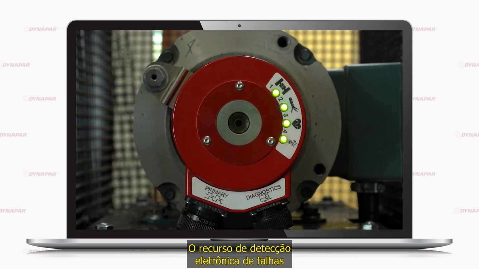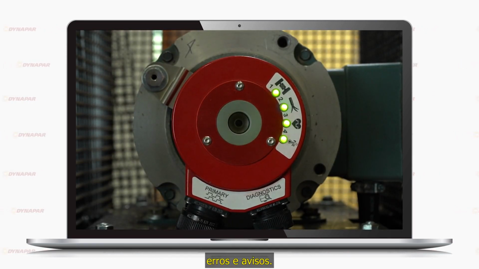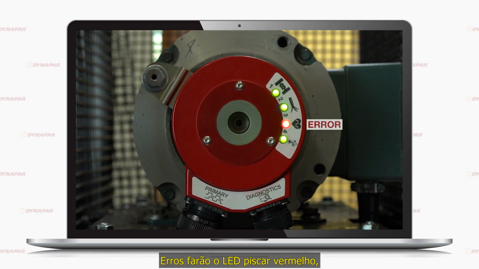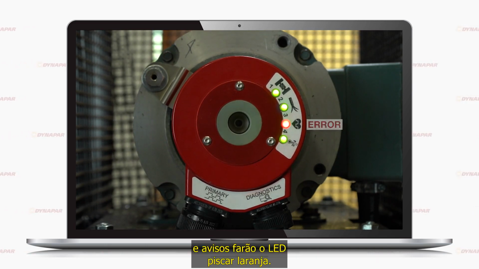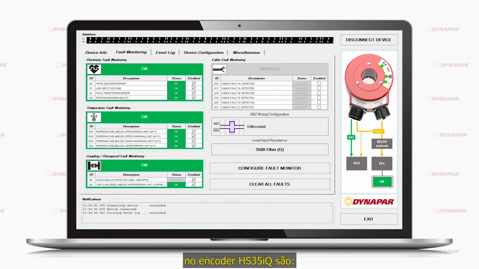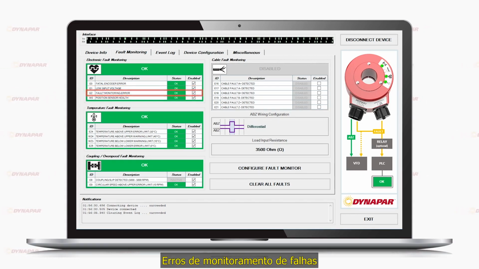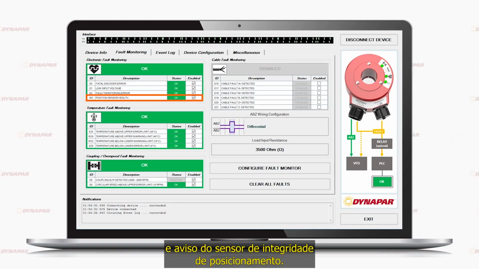The electronic fault detection feature will trigger two different types of notifications. These are errors and warnings. Errors will make the LED pulse red, and warnings will make the LED pulse orange. The four events which can trip the electronic fault LED on the HS35iQ encoder include fatal encoder errors, low input voltage errors, fault monitoring errors, and the position sensor health warning.